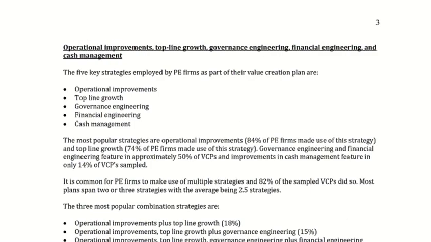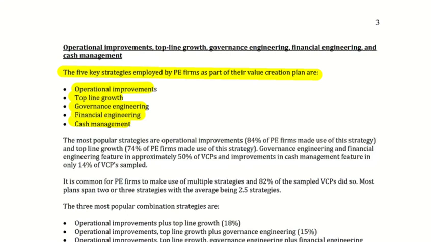Let's have a look over here. We start off with the 5 key strategies that private equity firms use as part of their value creation plans to extract value from a portfolio company. They make operational improvements. They look at top line growth, and normally that would refer to revenue growth. Governance engineering, financial engineering. Now, financial engineering, when we talk about things like leverage, bringing more debt into the business, less equity, just to use a bit of those, dare we say, private equity tricks to be able to secure further value. And there's cash management.